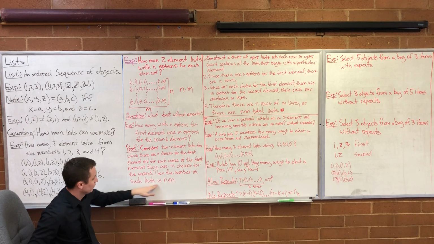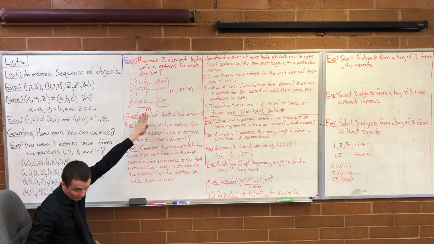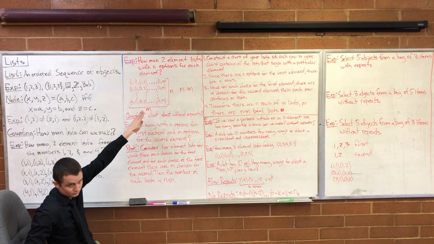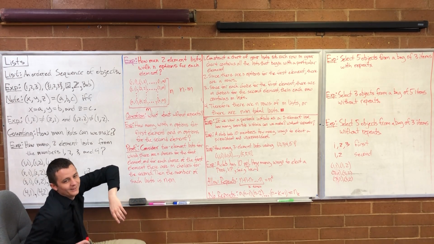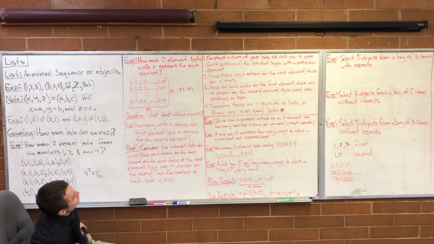Then the number of such lists is n times m. Exactly what we expected from that picture there. That's a proof. No, that's the words, and then it continues up there. Oh. That's not a proof.